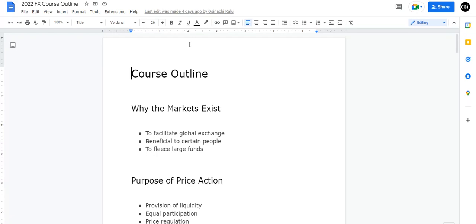For example, the crypto market helps in facilitating payments. So you're in Africa, before you send some money to somebody in the UK, it will take a long time. It will take a lot of processing. But with the help of crypto, which is part of the financial market, you can easily send that payment and get it to the person within minutes. So that's what we mean by facilitating global exchange.